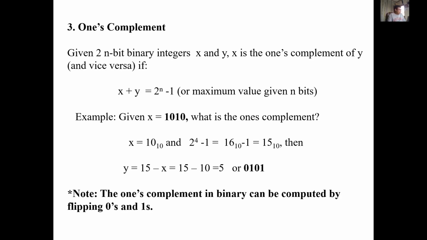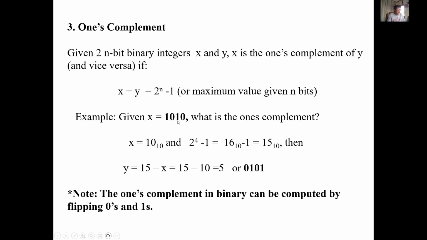Okay, for example, we are given the value 1010. What is the ones complement? We know that the 2 to the n minus 1 here is 15 because n is 4. We have shown that already, right? 2 to the n minus 1. And what is the value of this? 1010. 0, 1, 2, 4, 8.